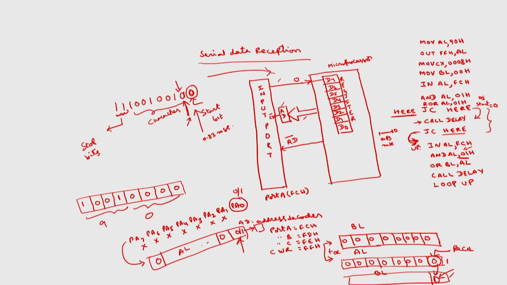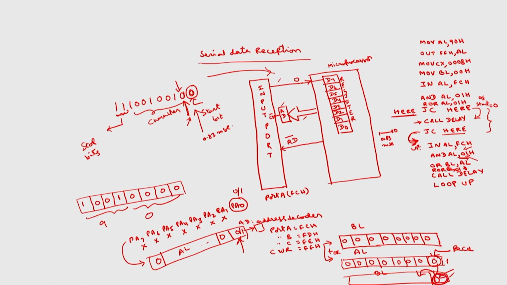So, again I will input the data that is received here into AL. In that also we are interested in only the last bit. So, we will AND with this last bit, and then we will OR with BL. But before this, what you have to do is rotate BL by 01H, because the first bit that is received in BL I have to transfer here, so that I can store here the next bit that is received.